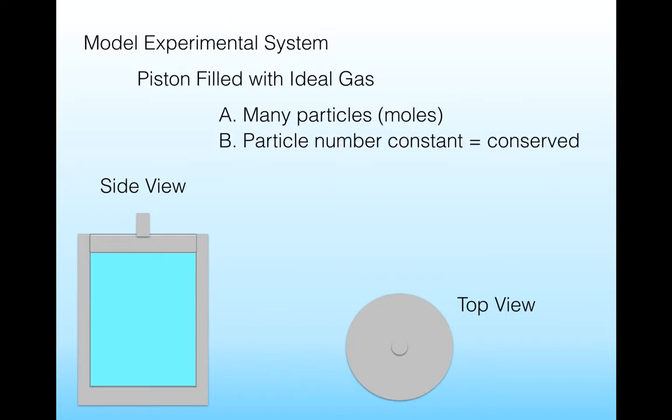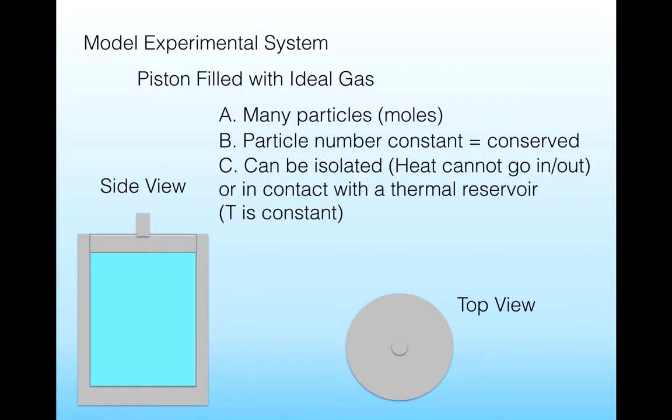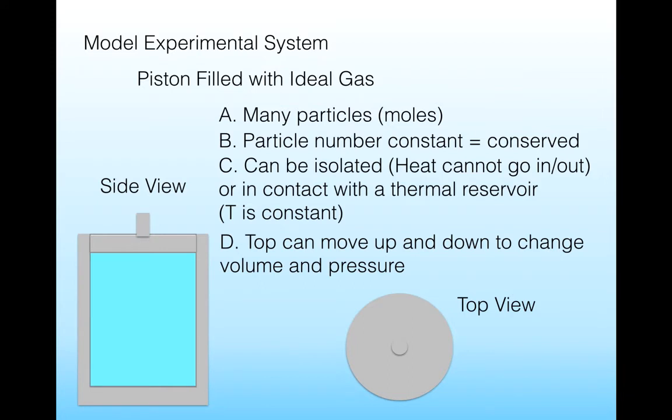The particle number is constant, so that's conserved, and usually if the piston is filled, a conserved quantity for the number of particles. And the piston can be isolated, meaning that you could insulate it so that heat cannot go in or out, or it can be in contact with a thermal reservoir, which will keep the temperature constant. And finally, this top can move up and down to change the volume and the pressure of the gas that's inside, and this is how you can change it.